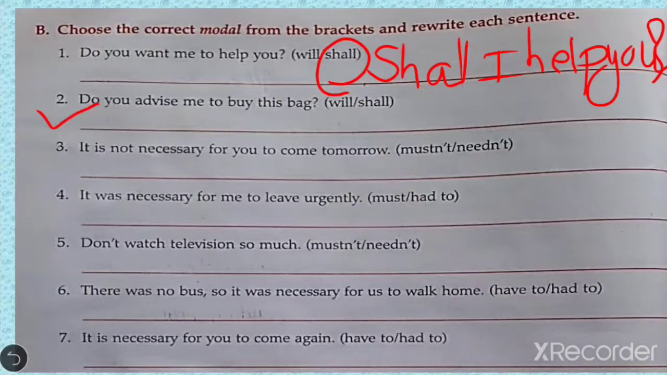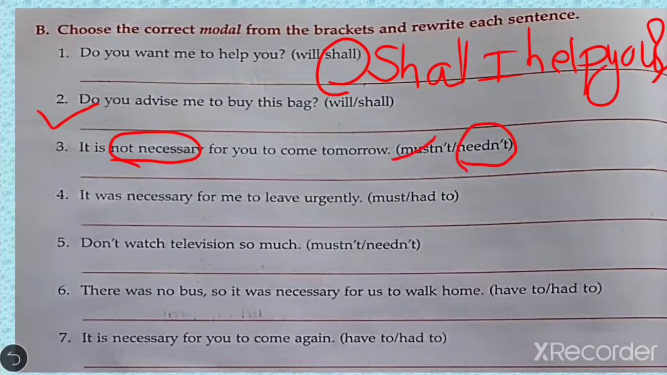It is not necessary for you to come tomorrow. Not necessary. Now in the brackets given are must not, mustn't, or needn't, need not. When something is unnecessary, not necessary means unnecessary. So what do we have to use? Need not. And must not is not the opposite. The opposite of must is cannot. So definitely must not will not come. So here need not will come.